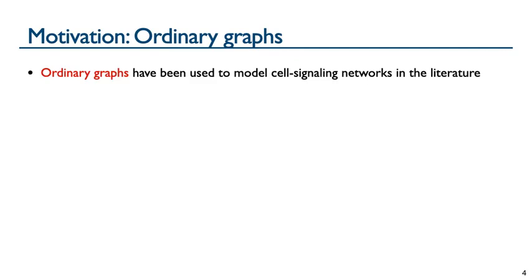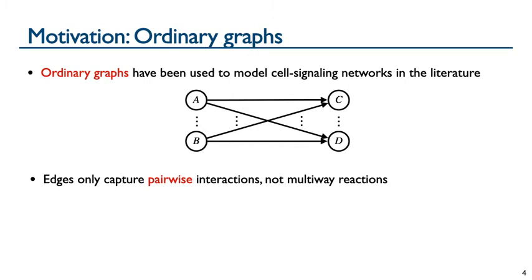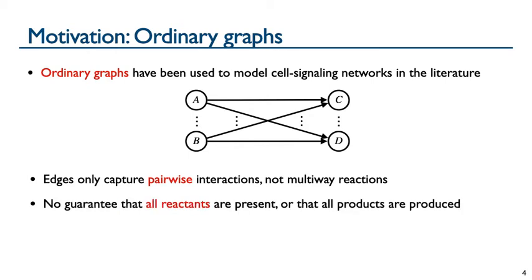Previously in the literature, ordinary graphs have been used to model cell signaling networks. The previous reaction I showed is modeled like this, with directed edges connecting each reactant to each product. The issue is that edges can only capture pairwise interactions, not multi-way reactions, which is what we want. In this representation, you can reach product C without ever reaching or producing reactant B. So there is no guarantee that all the reactants are present, or even that all the products are produced. This shows that ordinary graphs are insufficient to represent signaling networks and pathways.